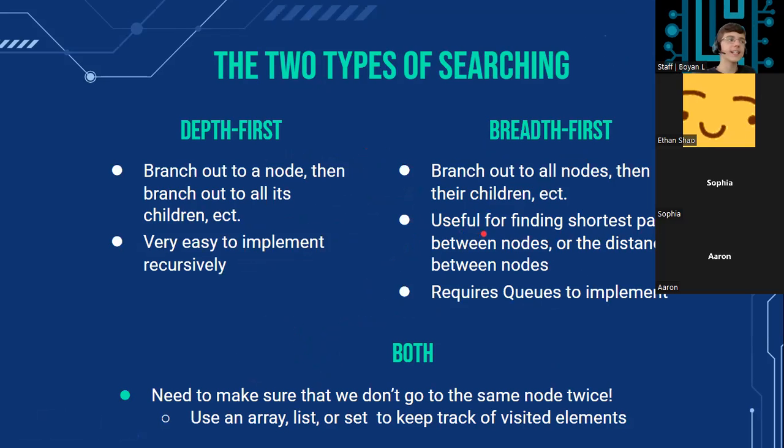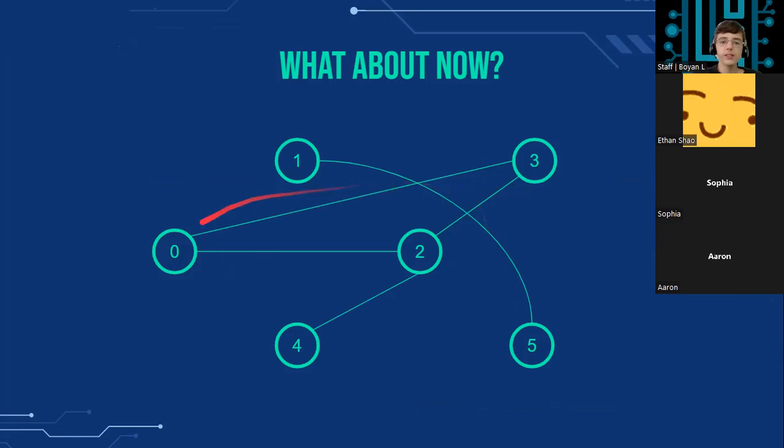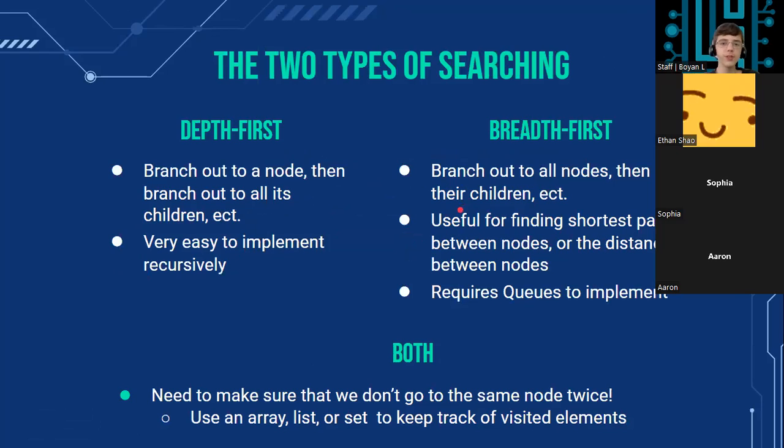And one final thing that I need to mention about all of this node branching out is that, as humans, it's pretty intuitive, like, if I went from node 0 to node 2 to node 3, I don't want to go back to node 0 after that when I'm searching, because we've already been to node 0. But even though this is pretty easy for us humans, in a computer we need to make sure that we don't end up going to the same node twice. And in order to do that, we need some sort of array list or set to keep track of all the elements that we've visited so far to make sure that we don't visit them again.